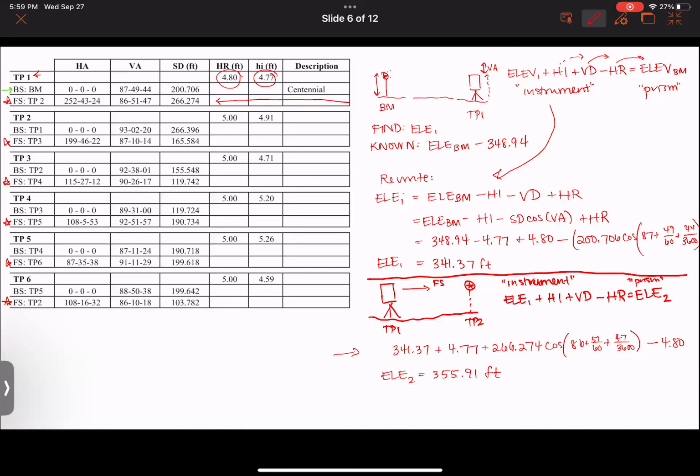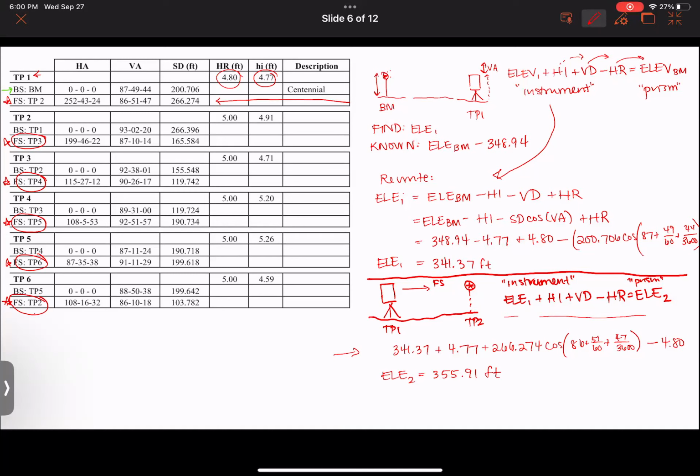You can continue to use this same equation, right? Because we're using foresights now. Continue to use the same equation to calculate the location at TP3 based on these measurements, the location at TP4 based on these measurements, TP5 based on these measurements, and TP6 based on these measurements. And finally, you're going to want to use that last set of measurements, the foresight to TP2, to get back to TP2 in that traverse.